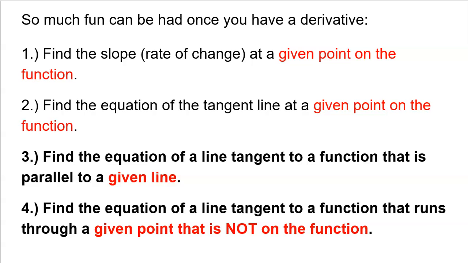And the fourth thing we're going to do is find the equation of a line tangent to a function that runs through a given point that's not on the function. Number 4 is by far the hardest problem that we're going to take a look at. But listen, here is the dealio. I have to make sure you guys understand this.